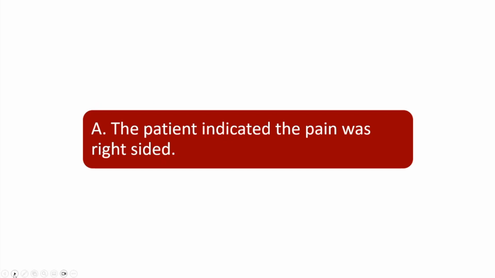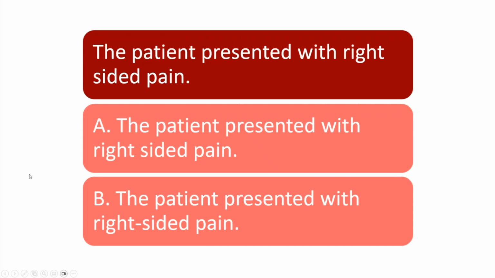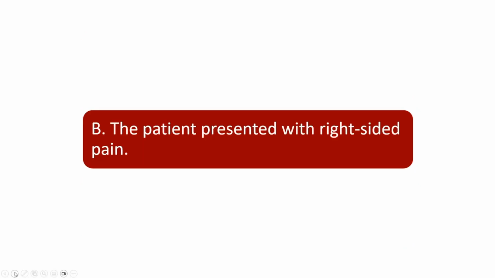So let's take a look at this one. Just a little bit different. The patient presented with right-sided pain. Now, which one do you think is correct in this example? There you go. That's right. B. The patient presented with right-sided pain. Right-sided is the compound modifier. Pain is the noun that it's modifying.